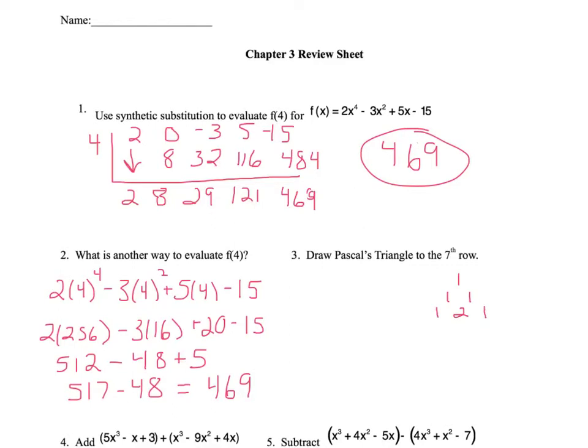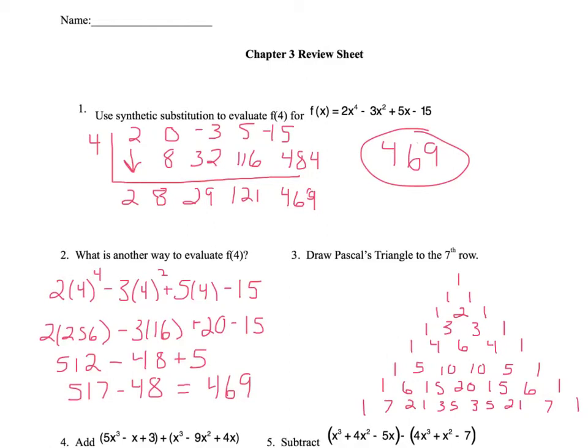and then we end with a 1. So my third row is going to be a 1, a 3, a 3, and a 1. My fourth row is 1, 4, 6, 4, 1. My fifth row is 1, 5, 10, 10, 5, 1. My sixth row is 1, 6, 15, 20, 15, 6, and 1. And then my seventh row is going to be 1, 7, 21, 35, 35, 21, 7, and 1. And that is Pascal's triangle to the 7th row.